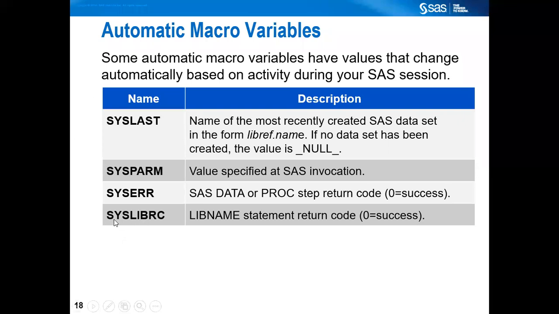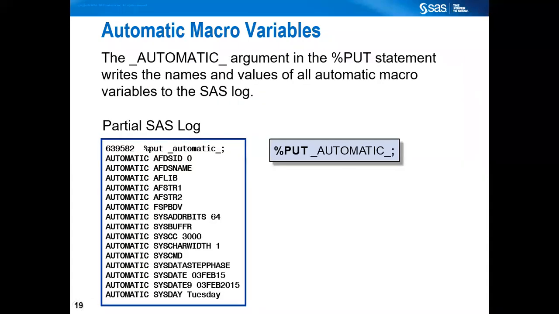Then it also has the information for syslibrc to check whether, if you have executed any libname statement and you want to see whether that libname statement executed without error, you can check this syslibrc. Again, rc means it's a return code. If the value is 0, that means it's successful. If it is greater than 0, that means you had an error with your libname statement. So if you want to see the list of automatic macro variables, you can also view it by using %put _automatic_; semicolon. This word is a keyword defined by SAS, and it will list all system defined automatic macro variables.